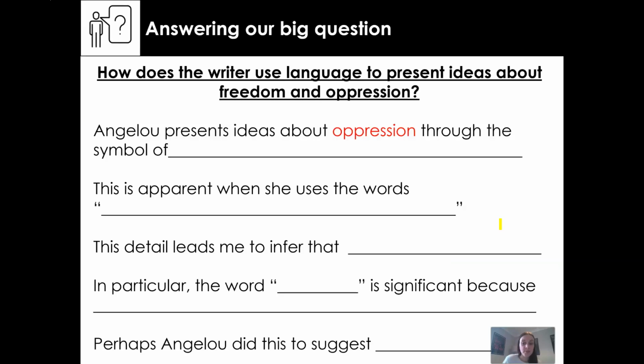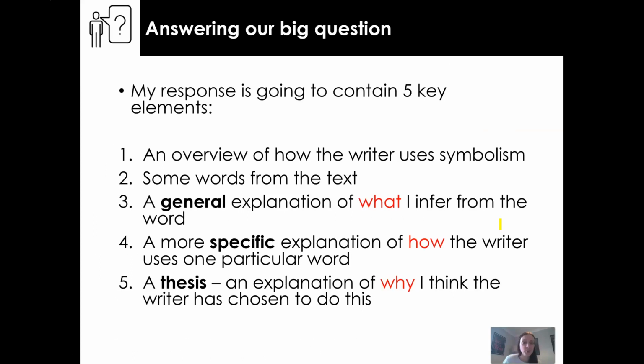Here's your writing frame, and there's a PDF version of this attached to the lesson on Show My Homework. When you're finished, can I ask that you check that your response contains these 5 ideas? Okay, excellent work guys, and well done.